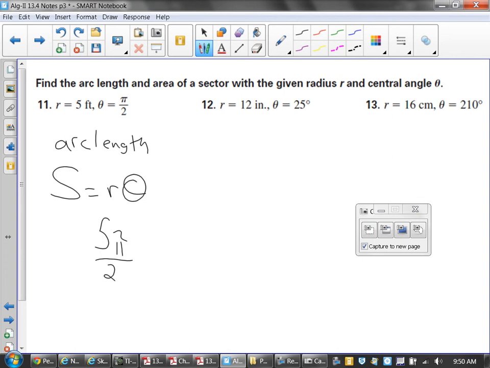If I'm in degrees, what would you have to do differently? You have 12 times 5 over 180.